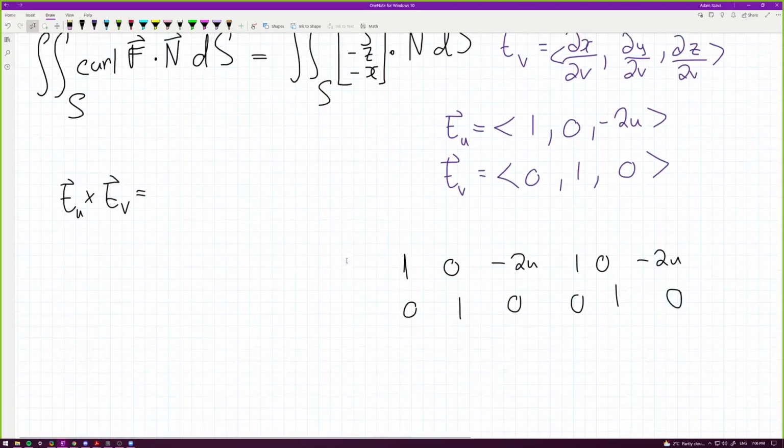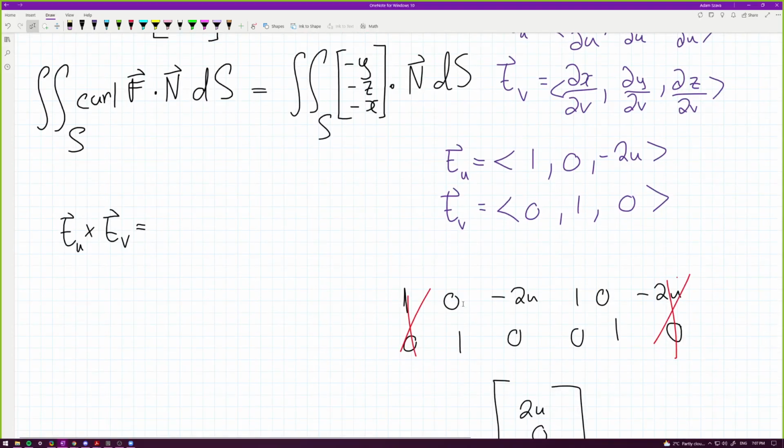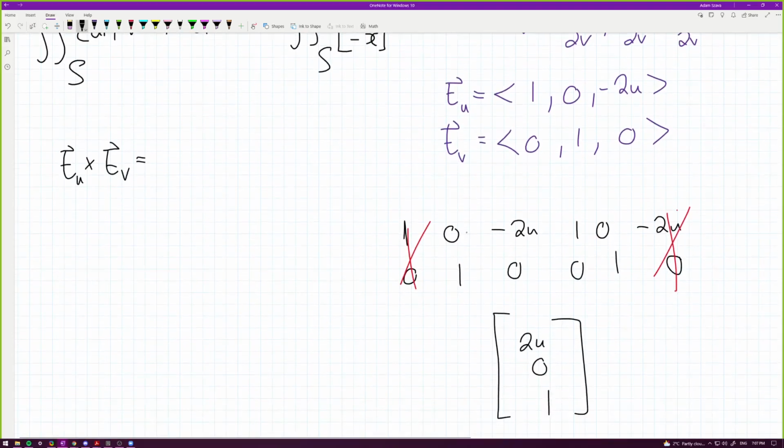Okay, so I'm going to take the cross product here. So those terms go away. Did I do that right? 1, 0, negative 2u, and 0, 1, 0. Okay, so then the resulting vector is going to be 0 minus negative 2u, and then 0, 0, 1, 0. So there is our cross product, and that's the answer for here: 2u, 0, 1.